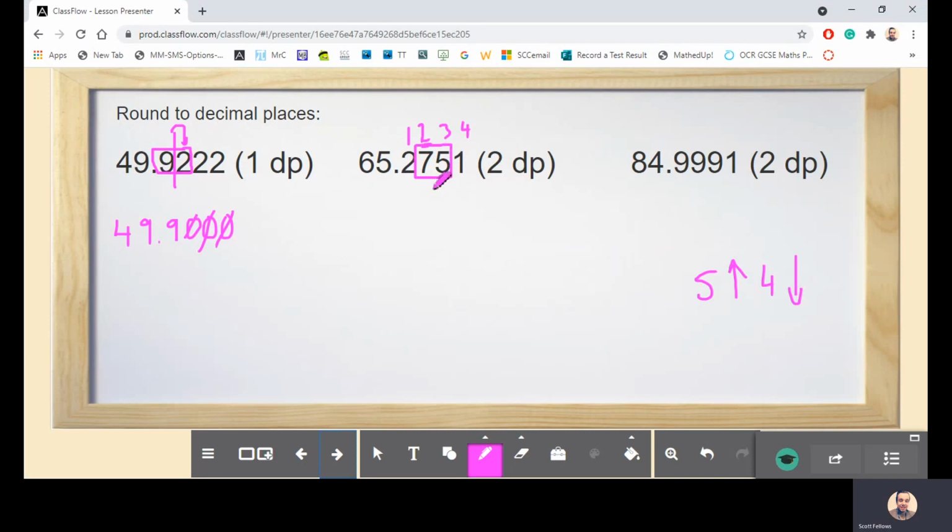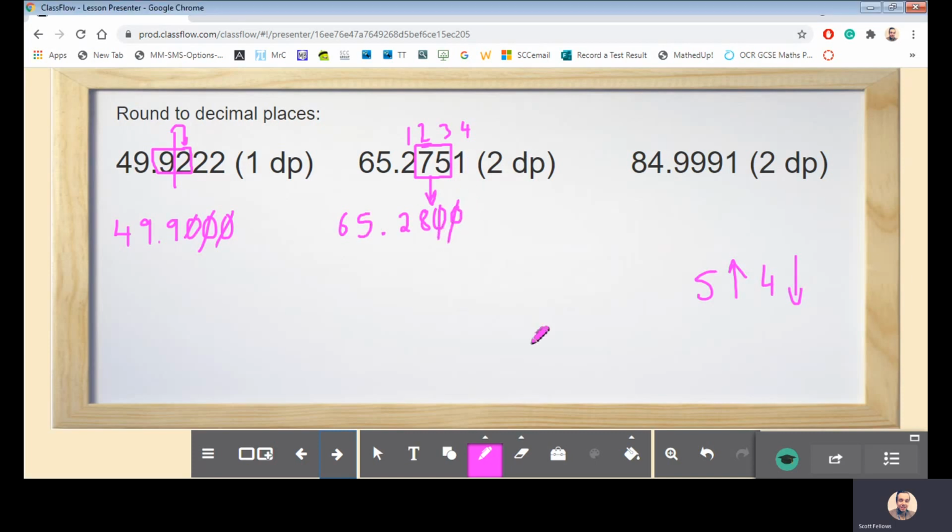Okay, so 75, that's going to round up to 80. Okay, this is going to become a 0. 2 stays the same, and the 65 stays the same. Again, we want to get rid of these 2 zeros. So 2 decimal places, we've got 2 numbers after the point. 1 decimal place, we've got 1 number after the point.